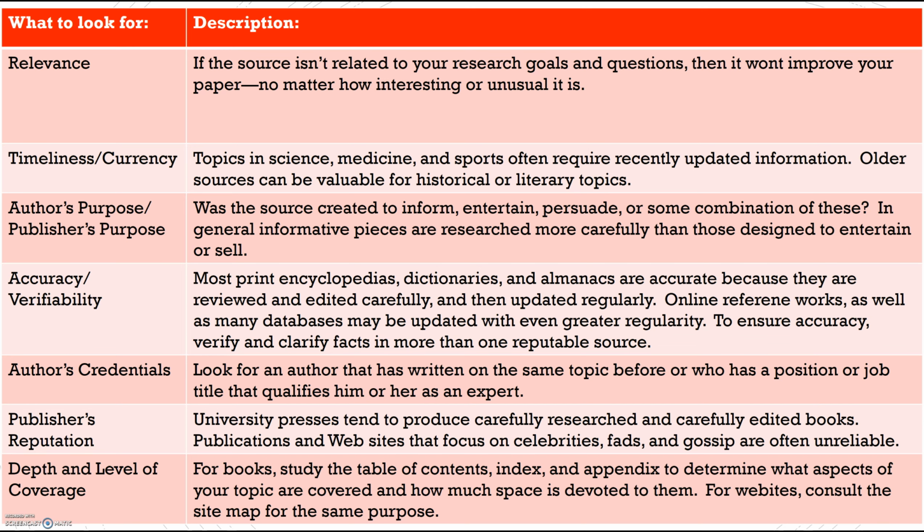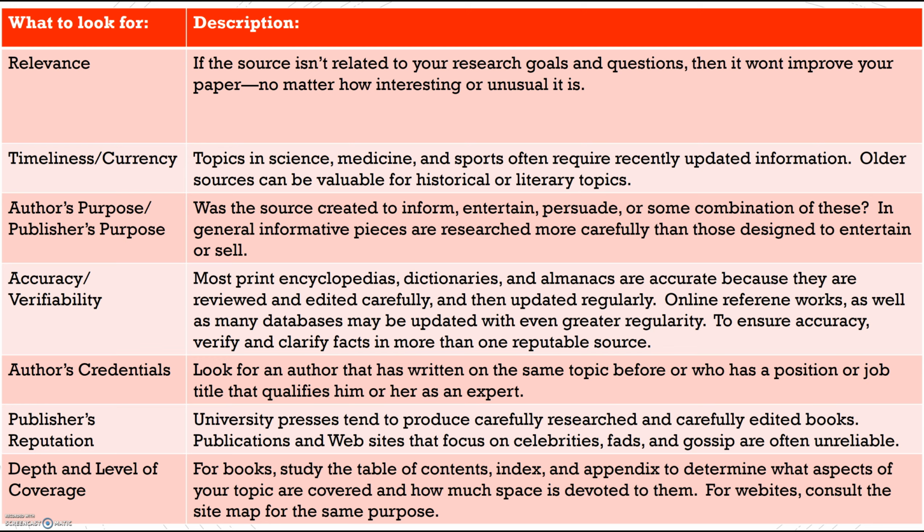All right, so what to look for when you're looking for sources? We have several different categories here on the left, including relevance, timeliness/currency, author's purpose, accuracy, author's credentials, publisher's reputation, and depth and level of coverage. Now, you need to decide whether or not a source is a good source, right? And what do we look for? Well, we look for these things in the left column.